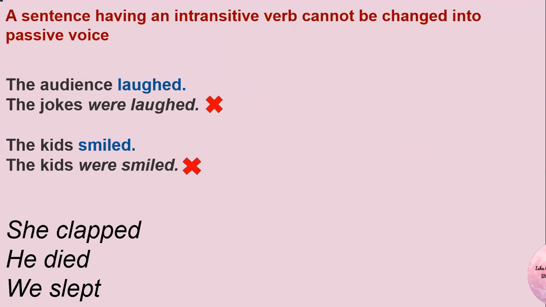See, a few examples of sentences using intransitive verbs could be the audience laughed. Now, you cannot convert it into passive voice saying the jokes were laughed. It is absolutely incorrect, doesn't make sense. The kids smiled. Again, you cannot say the kids were smiled. More examples are she clapped, he died, we slept.